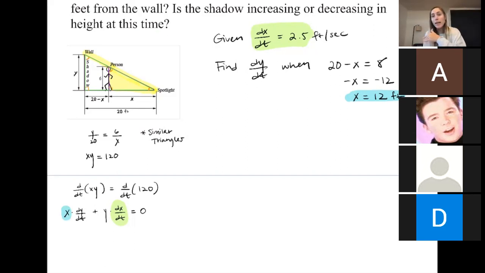So kind of like in the ladder example from the other day, where we had to solve for one of the other measurements or quantities for that particular moment in time that we were solving for the rate of change. We can go back to our original equation, or either one of them, and plug in 12 for x in order to solve for y. Doesn't matter which one, we can use the one that we differentiated, right? So 12 times y equals 120. So y equals 10 feet.